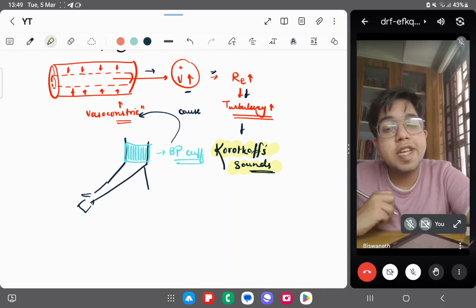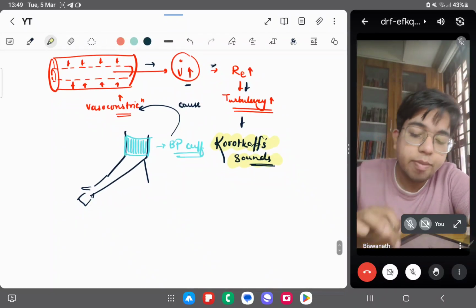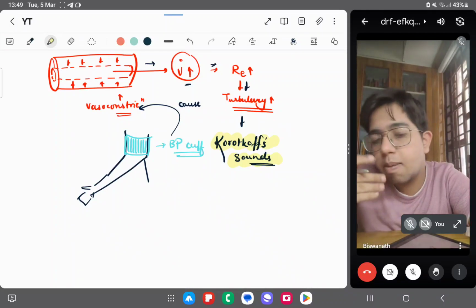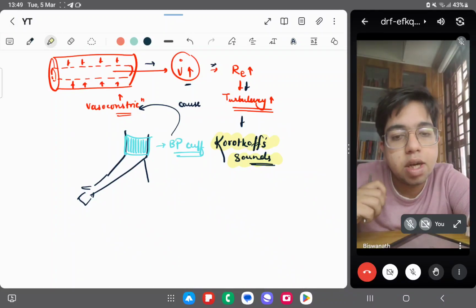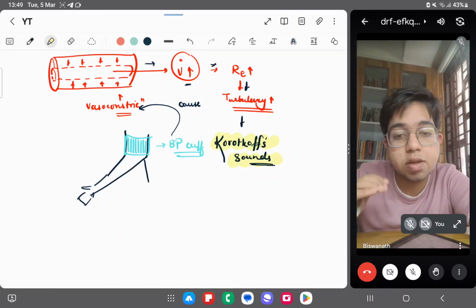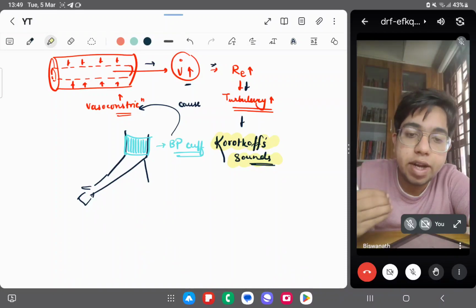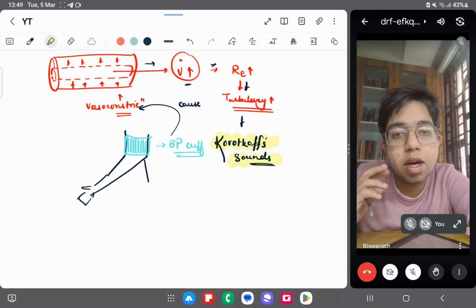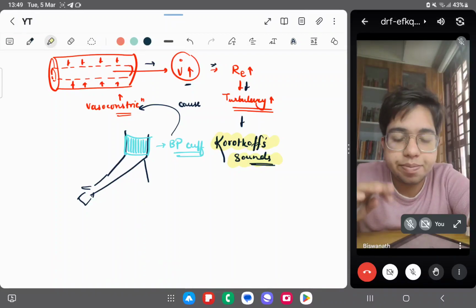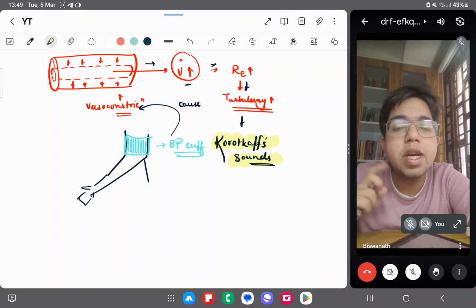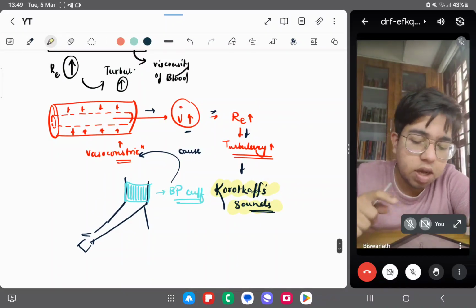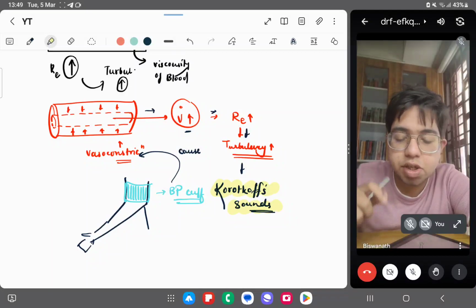And these Korotkoff sounds are important because they give us an indication of your systolic blood pressure as well as your diastolic blood pressure. The moment where the sound appears is the systolic, and when you increase the pressure the sound disappears, and when it reappears again, it is the diastolic, of course. Okay, so basically, this is the point where the Korotkoff sounds appear. So the clinical indication of this increased turbulence due to vasoconstriction is your Korotkoff sounds.